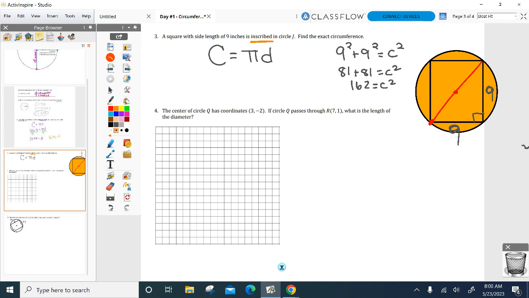What do I still have to do on both sides? Take the square root. We're in above average math, though. I don't want that decimal on your calculator when you take the square root of 162. I want to break 162 down. So let's try to find the biggest perfect square. 4, 9, 16, 25, 36. That goes into 162.